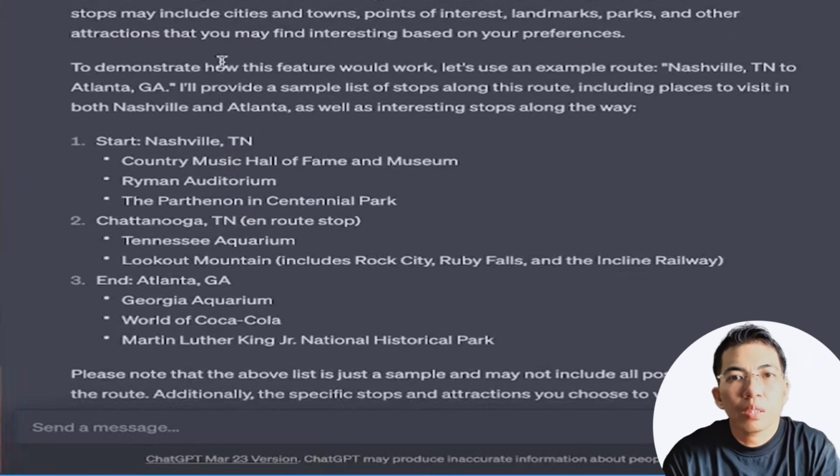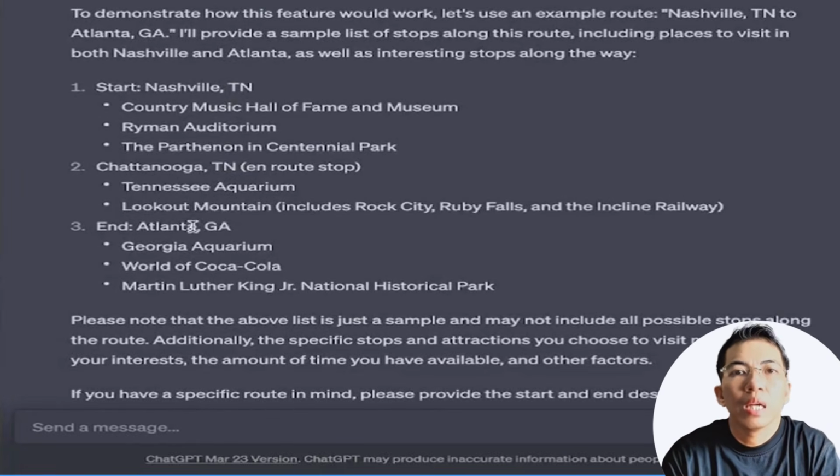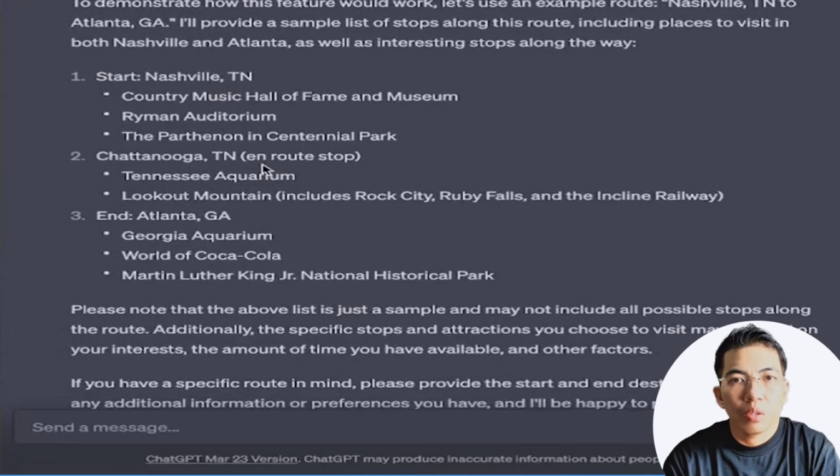It creates its own example of traveling from Nashville to Atlanta, and notices that you're going to go through Chattanooga on the way, which is true. If you're going to drive from Nashville to Atlanta, you're probably going to drive through Chattanooga, and it suggests things you could do, like going to the Tennessee Aquarium in Chattanooga or Lookout Mountain.